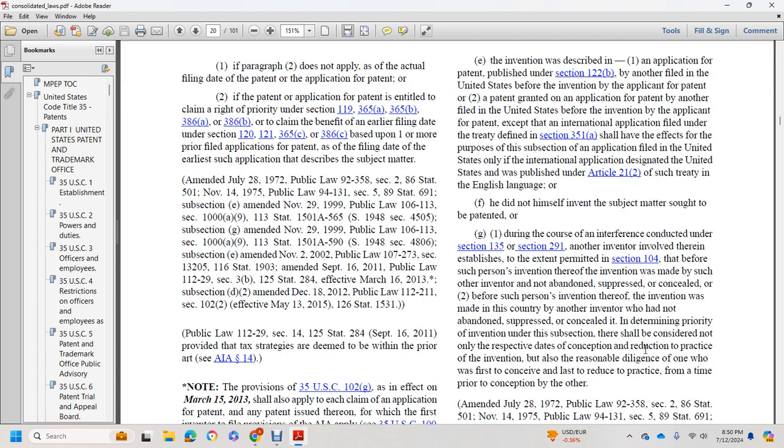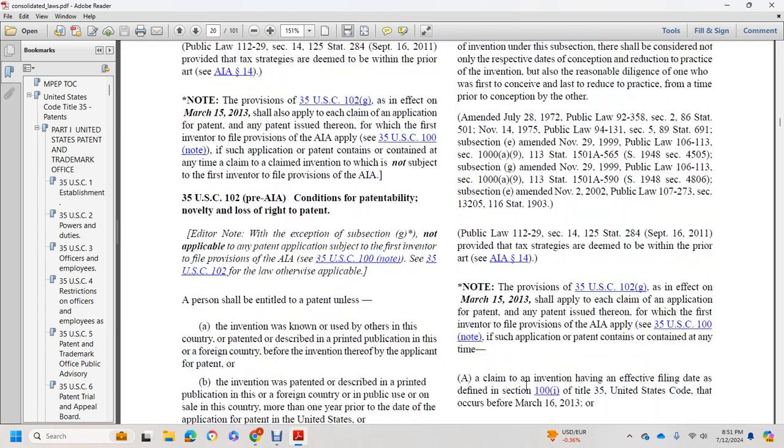G. 1. During the course of an interference conducted under section 135 or section 291, another inventor involved therein establishes, to the extent permitted in section 104, that before such person's invention thereof the invention was made by such other inventor and not abandoned, suppressed, or concealed. Or 2. Before such person's invention thereof, the invention was made in this country by another inventor who had not abandoned, suppressed, or concealed it. In determining priority of invention under this subsection, there shall be considered not only the respective dates of conception and reduction to practice of the invention, but also the reasonable diligence of one who was first to conceive and last to reduce to practice, from a time prior to conception by the other.